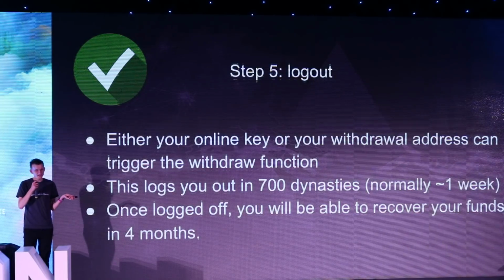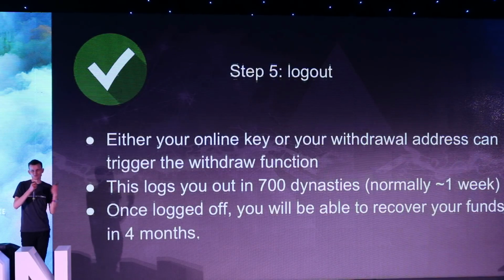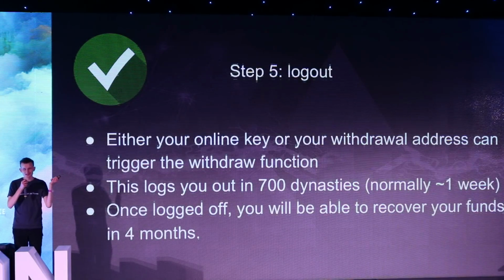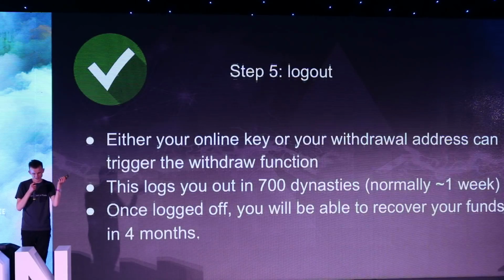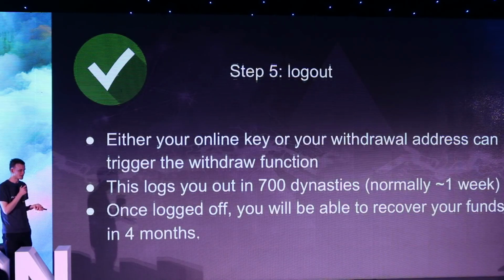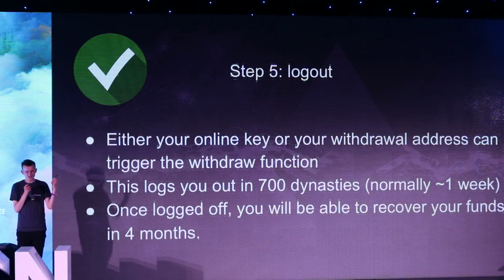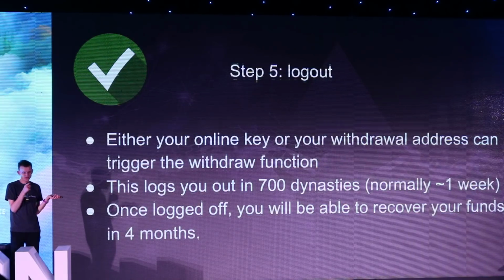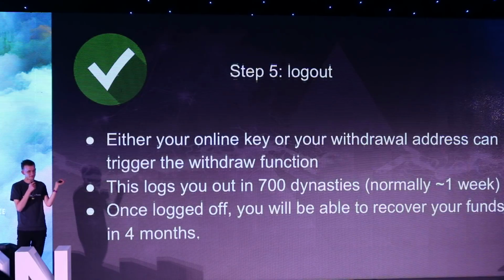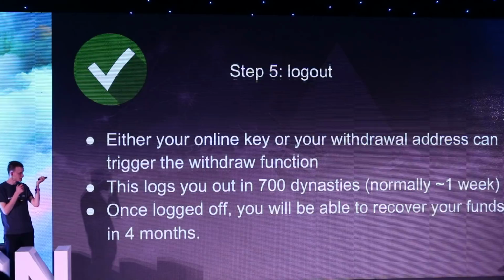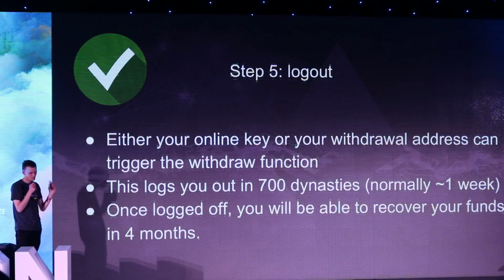Now, what is a dynasty? A dynasty is basically the Casper term for a validator set. The dynasty counts or increments every time the validator set changes. So generally, if everything is going well, dynasties change every epoch. So 700 dynasties multiplied by about 20 minutes is about 14,000 minutes, which is a bit more than a week.